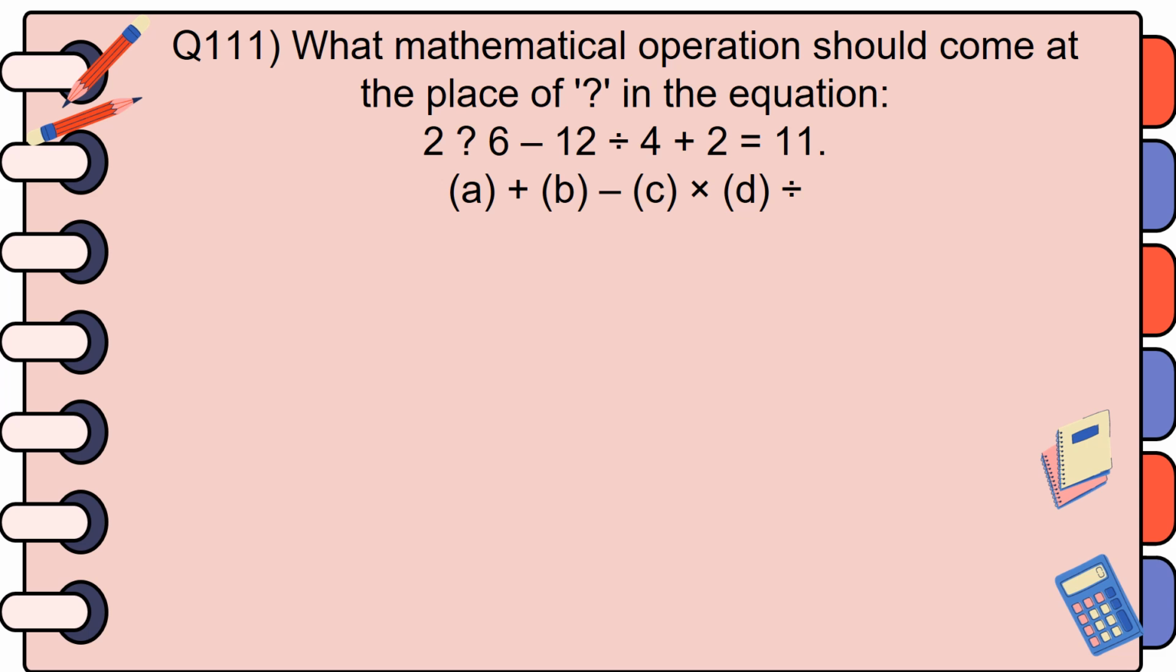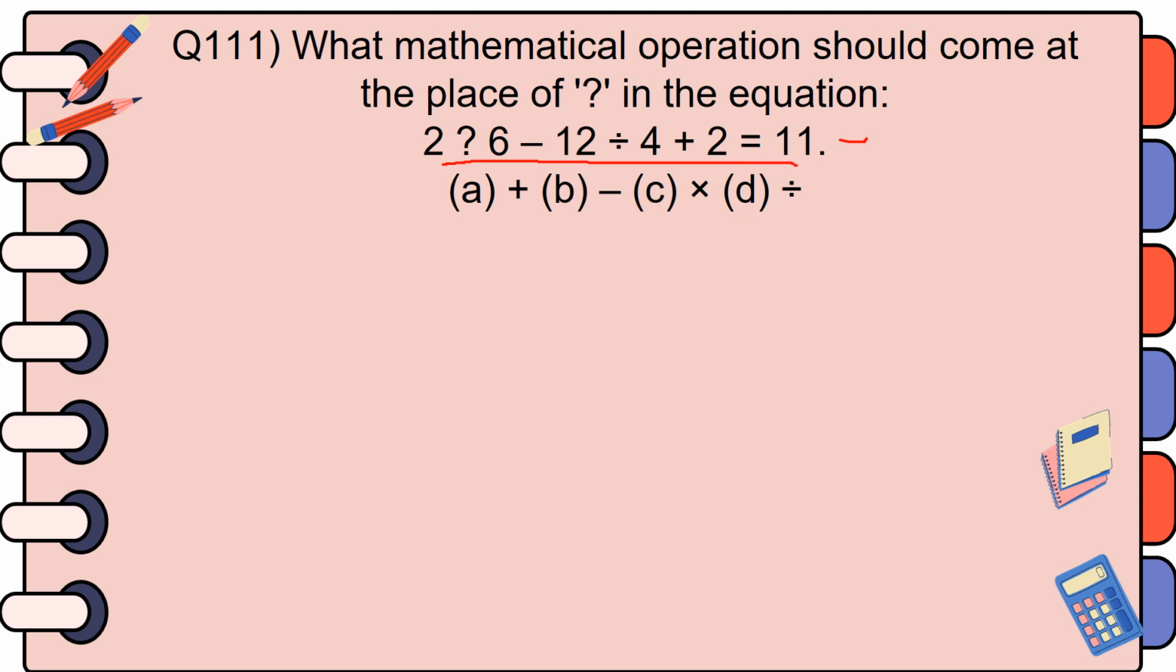Question 111. What mathematical operation should come at the place of the question mark in the equation? 2 question mark 6 minus 12 divided by 4 plus 2 is equal to 11. A, addition, B, subtraction, C, multiplication, D, division. So what operation on the question mark should make this equation true?